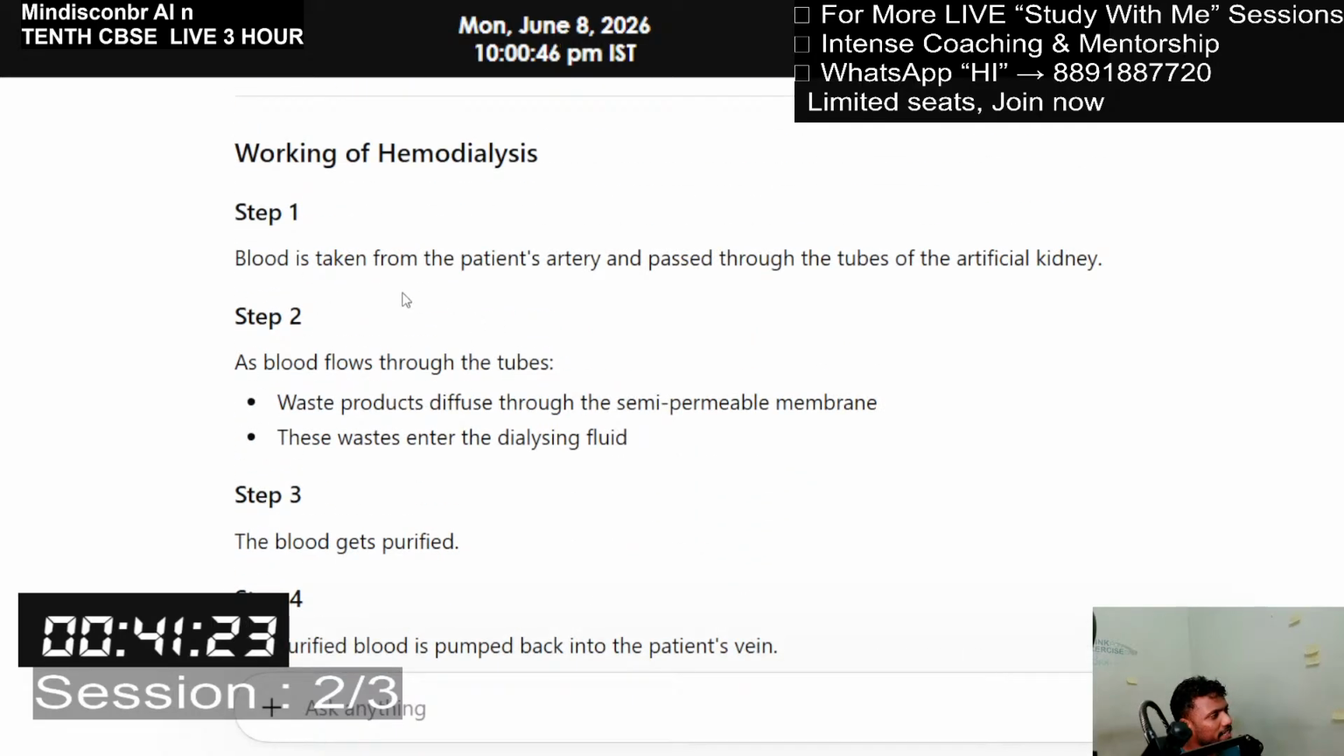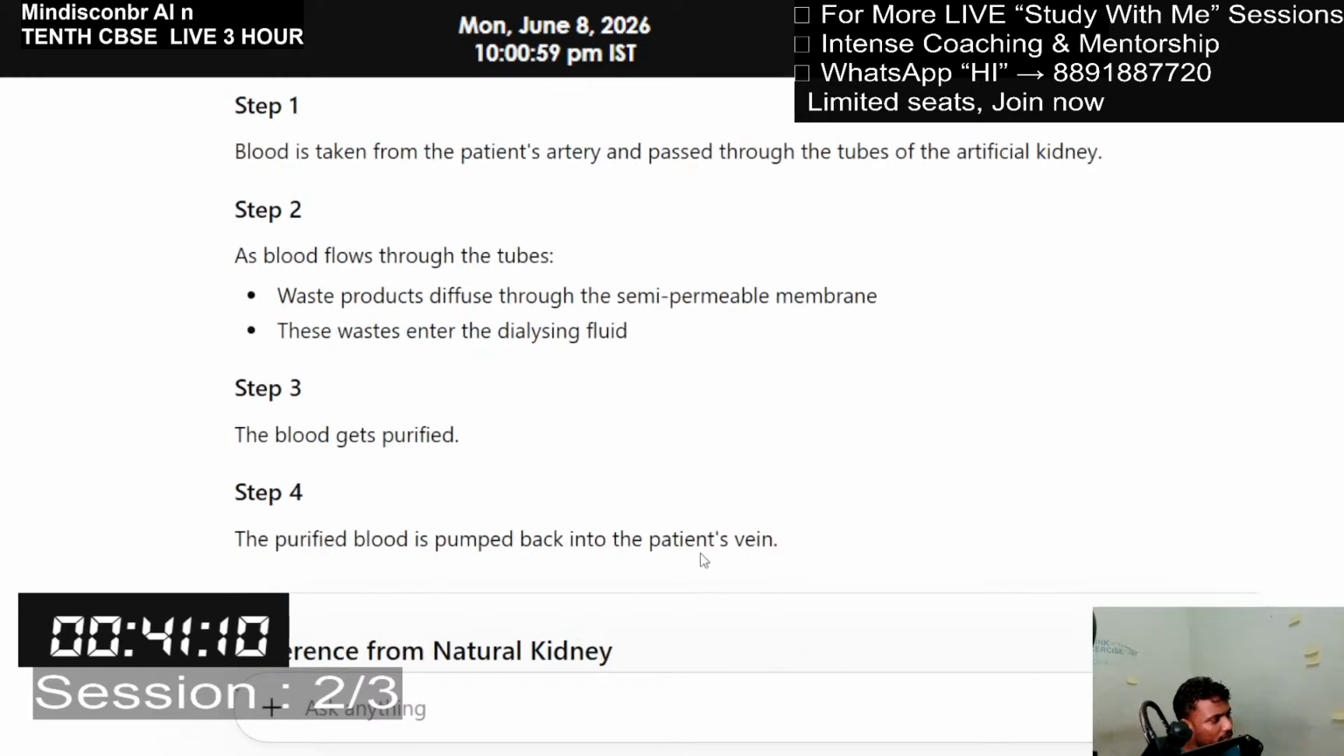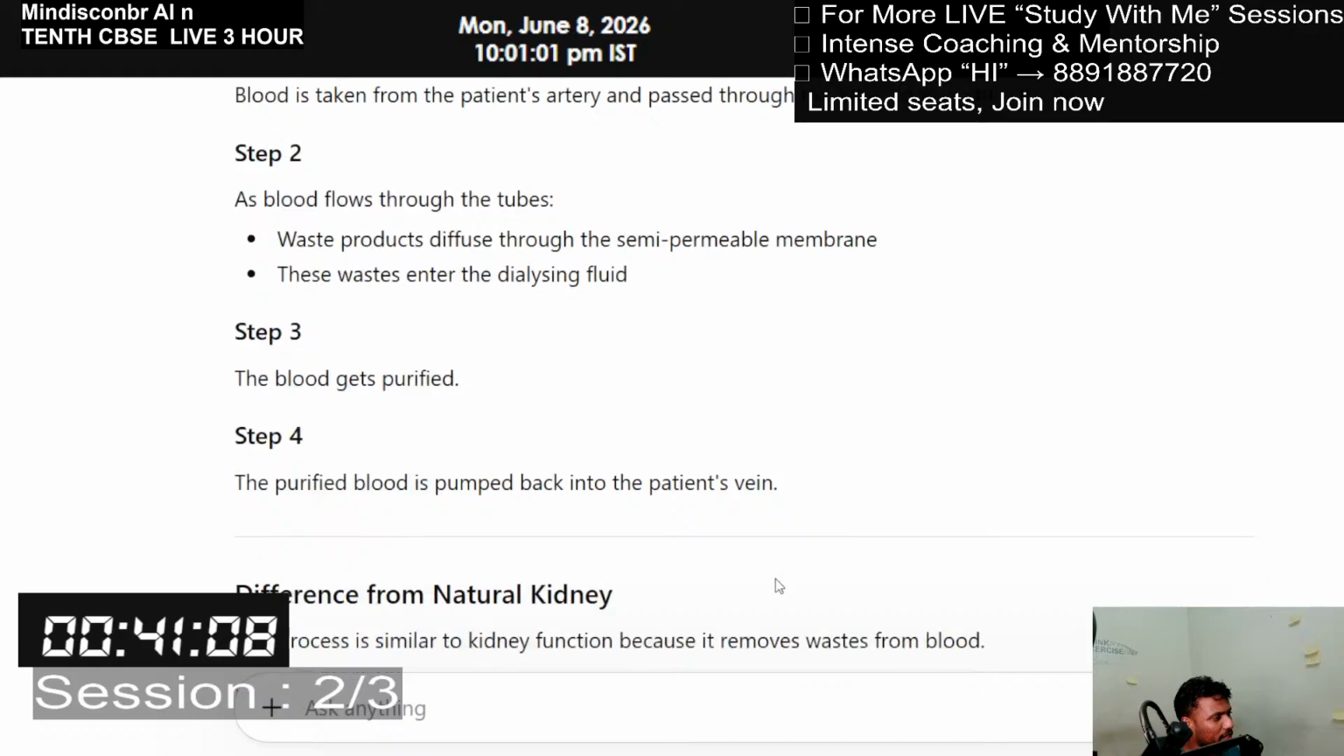So what happens? Blood is taken from the patient's artery and passed through the tubes of the artificial kidney. As blood flows through the tubes, waste products diffuse through the semi-permeable membrane. These wastes enter the dialysing fluid. The blood gets purified. The purified blood is pumped back into the patient's vein.